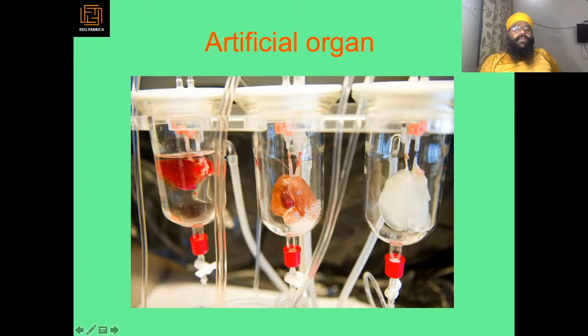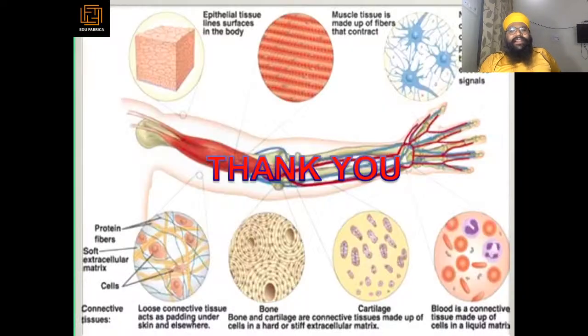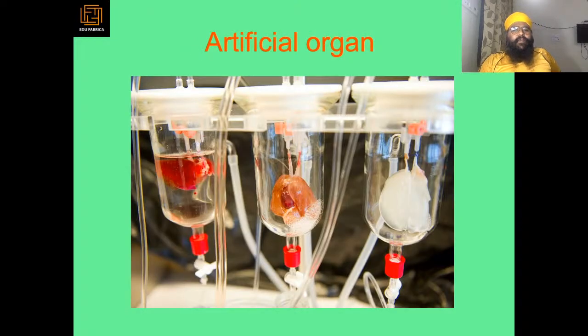So these are grown in small level. Your artificial organs. I think this is heart. This is kidneys, and this is, I'm not sure what that is. It's maybe something very ugly. So this is the upcoming time now.